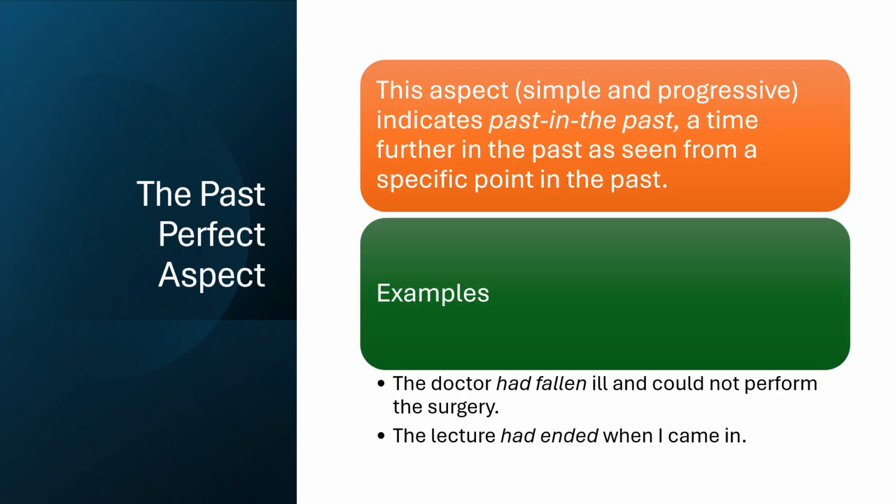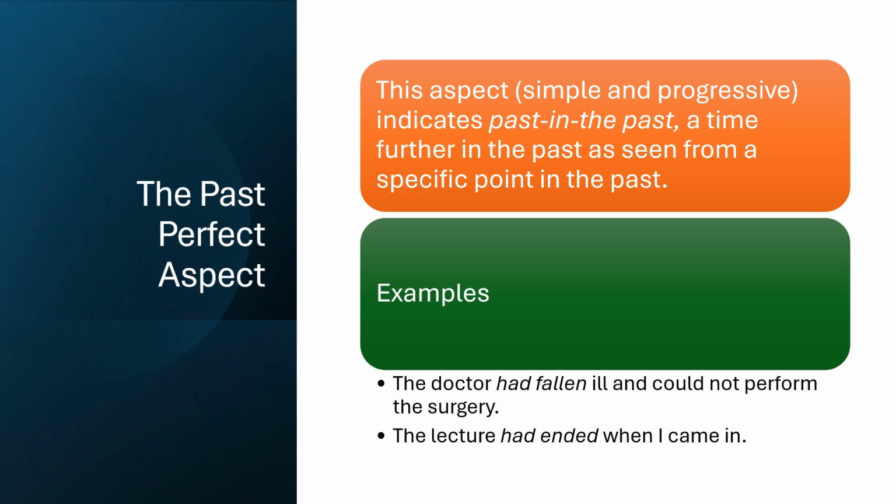Now, instead of this being a recent past where the action was completed, it is sometime far in the past. So you have the simple and progressive. This aspect, whether it's the simple or progressive, indicates a past that is in the past, a time further in the past, and we see it most times indicated with had instead of have or has. Of course, I think we have indicated somewhere that the third person and the first and second person affect the use of the auxiliary have. So here you use had.